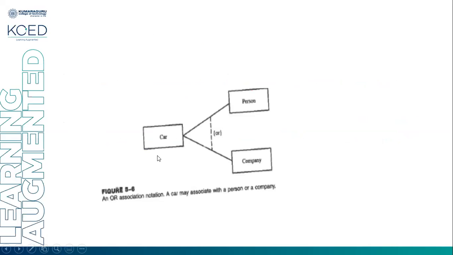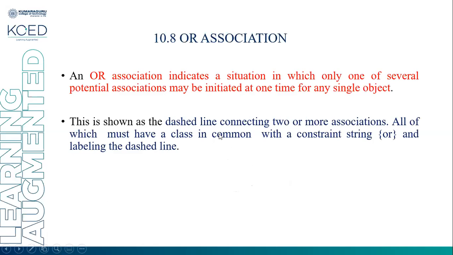Okay, so you see here the car is a class which is having an OR association. The car may belong to a person or the car may belong to a company. So at a particular time, only one relationship can occur. This is shown by the dashed line attached, and also open and close curly braces. The OR is mentioned inside. So this is the example of the OR association.